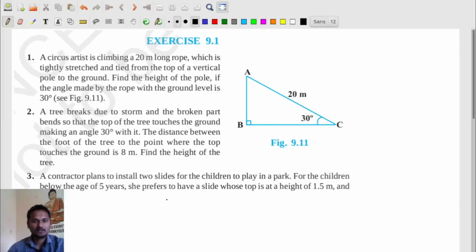So in this chapter, there is only one exercise, and in one exercise you have around 15 to 16 questions. So I will solve each of these 16 questions here. Let's start with the first question.